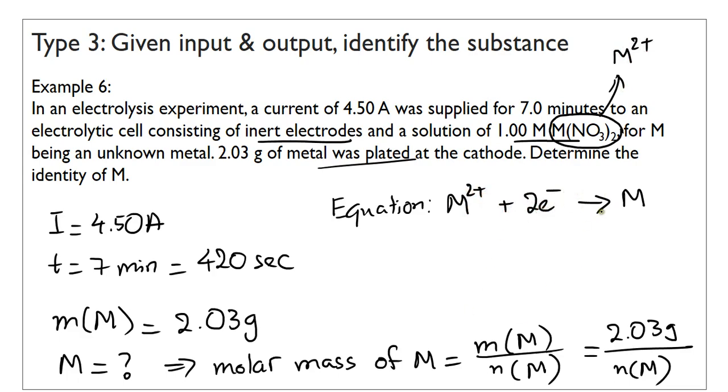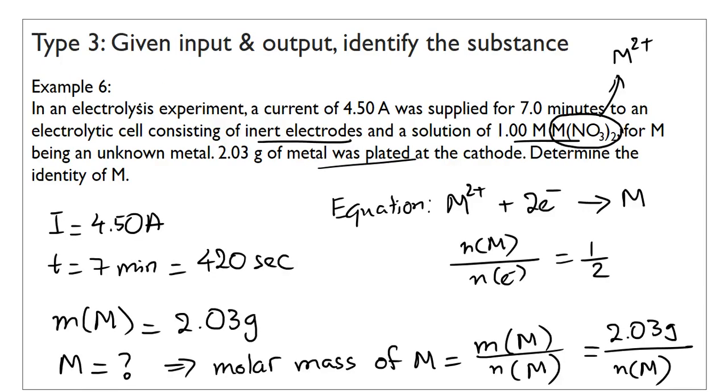So this will allow me to establish a relationship between the number of mole of M and the number of mole of electrons, which is a 1:2 ratio. So if I can find the number of mole of electrons, I can find the number of mole of M, and then I can find the molar mass. All right, let's do that.